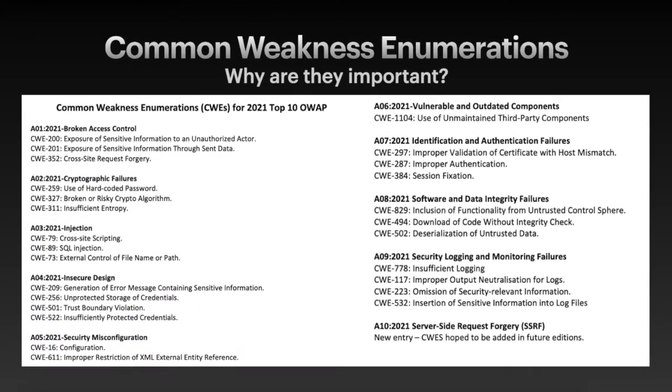Common weakness enumerations are community-developed lists of software and hardware weakness types. They serve as a common language, a measuring stick for security tools, and a baseline for weakness identification, mitigation, and prevention efforts. In the report, I compiled a list of CWEs for the top 10 OWASP risks of 2021 to aid with weakness identification in each of the risks and enhance the solutions found.